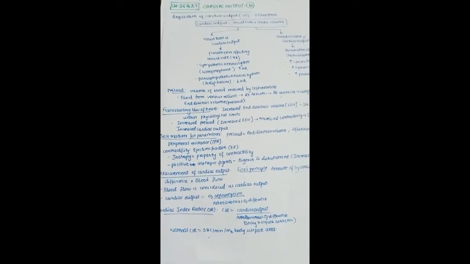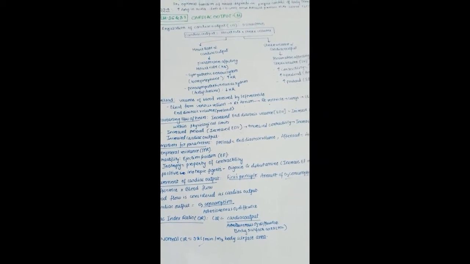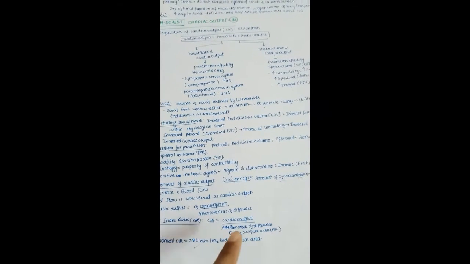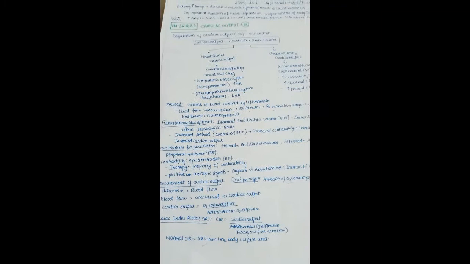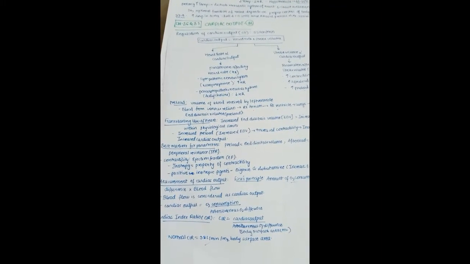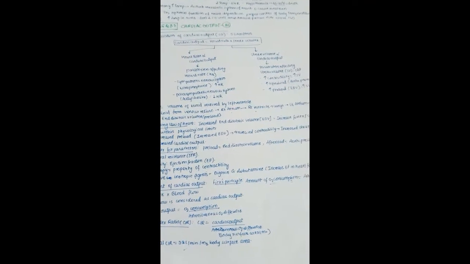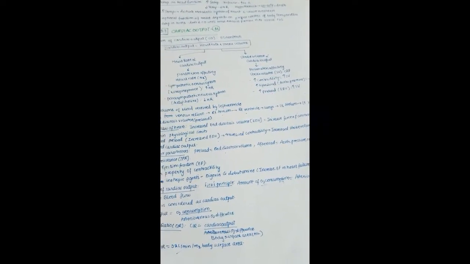Next, let us see what the cardiac index is. It also has a formula. It is the measurement of cardiac output per body surface area, so cardiac output divided by body surface area. The normal cardiac index is 3.2 liters per minute per meter squared of body surface area. So for each square meter of body surface area, we have 3.2 liters of cardiac output per minute.